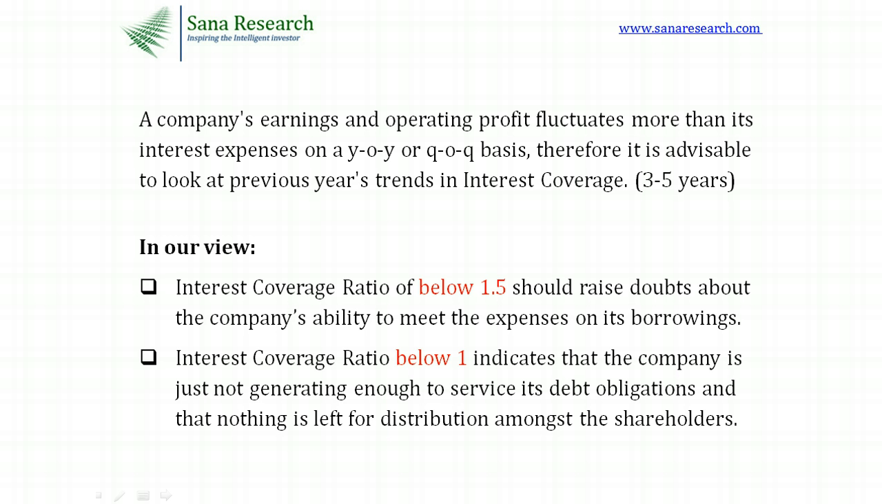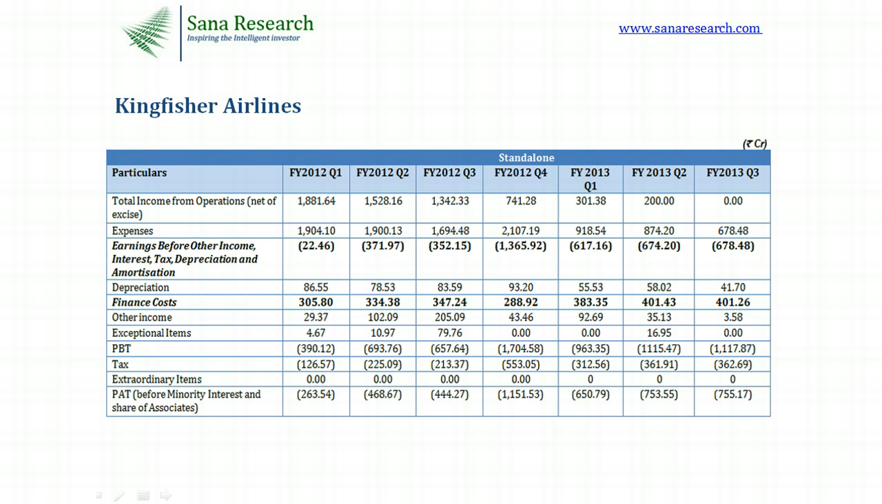Now before we end, let's take a look at a slightly more dramatic example for interest coverage ratio. If you look at Kingfisher Airlines, it has consistently been reporting operating losses for the last few quarters. On top of this, the company has huge interest obligations to pay off, given that it operates with a huge amount of debt on its books. This raises a serious concern about the very ability of the company to carry on for much longer.